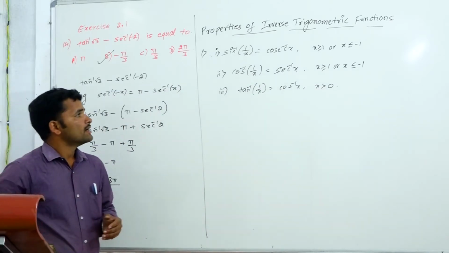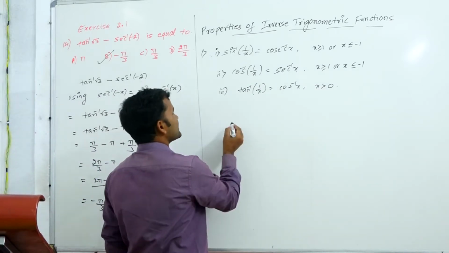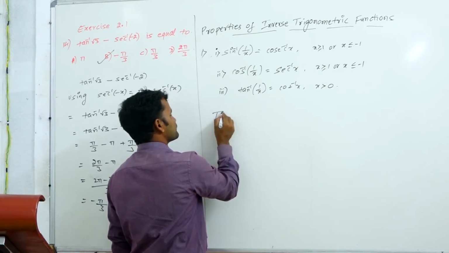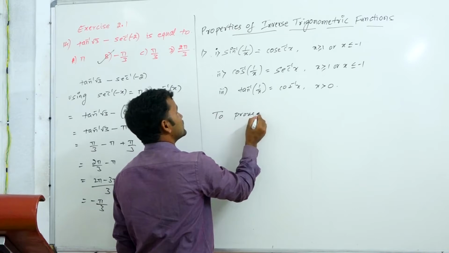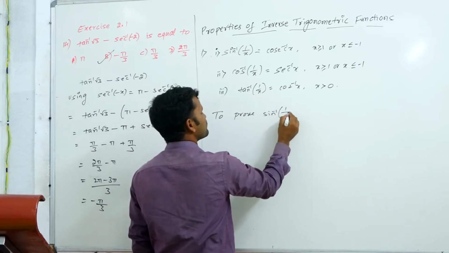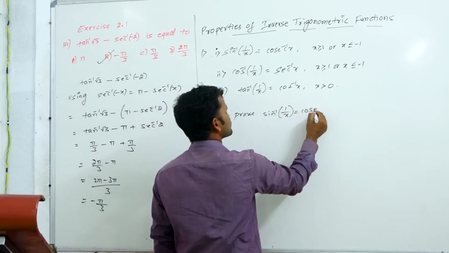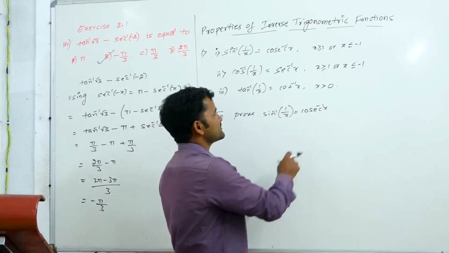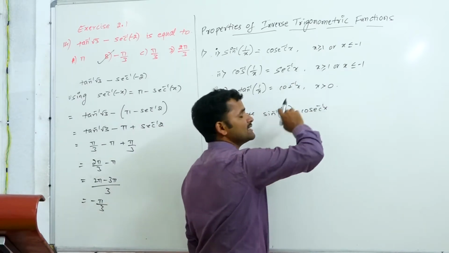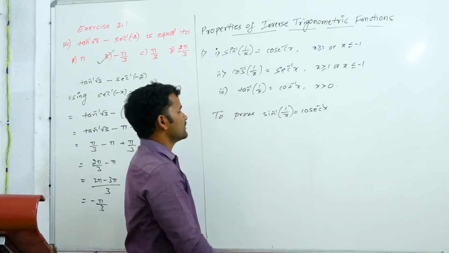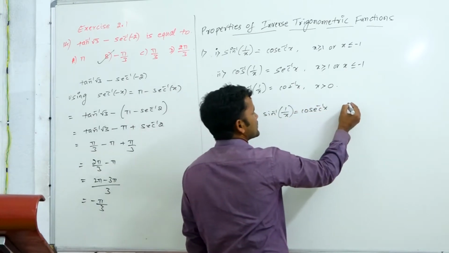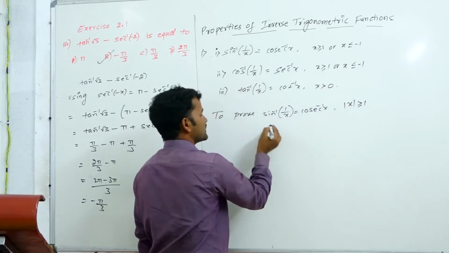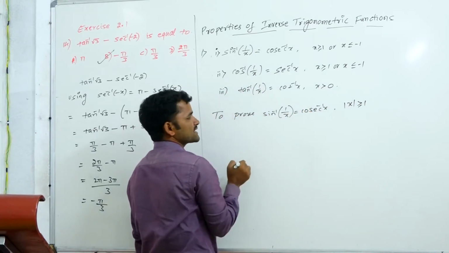Fine. Now we will have the proof of all this. Coming to the first one, I am going to prove sin inverse of 1 by x is equal to cosecant inverse of x. This is valid only when x is greater than or equal to 1 or less than or equal to minus 1. Or this can also be written as modulus of x greater than or equal to 1.